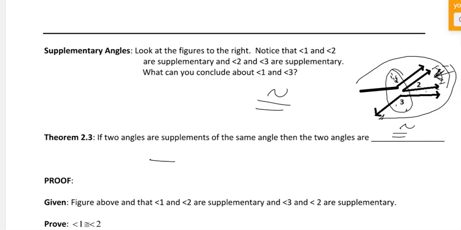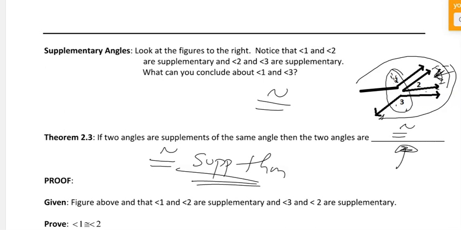This one is called the congruent supplements theorem. Any two angles that are supplementary to the same angle must be congruent. There's no such thing as a transitive property of supplementary angles. Be careful with that.